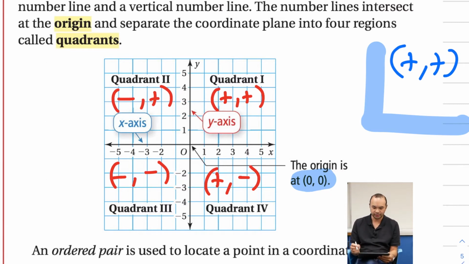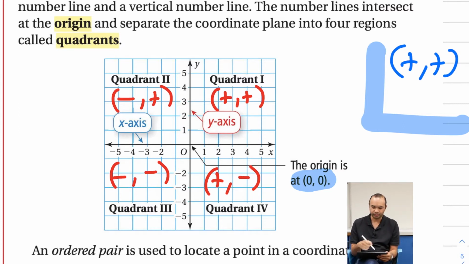And all of these are called ordered pairs. It's used to locate a point in the coordinate plane. So for example, (4, -2): the x coordinate's 4, and the y coordinate's negative 2. To plot that point, you go to the right 4, because that's the x coordinate, that's the x-axis, and you go down 2, because it's negative 2.